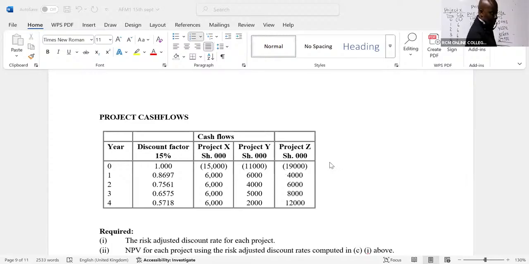Which I'll be able to share with you very fast here. This is the question that we are doing. So now we are getting NPV for each project using the RADRI, and I'll be able to show you.